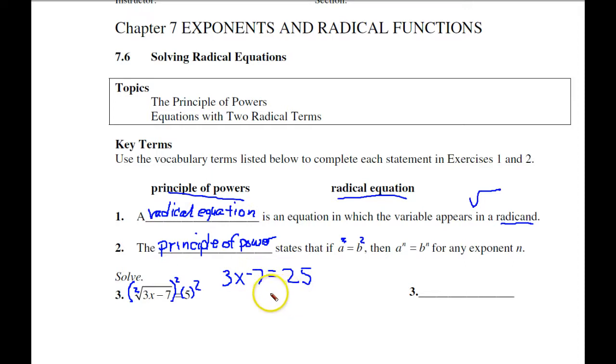And we're going to add 7 to both sides. Divide both sides by 3, and we get 32 thirds. And if you put 32 thirds in there and subtract 7, you get the square root of 25 is 5 equals 5. It checks out.